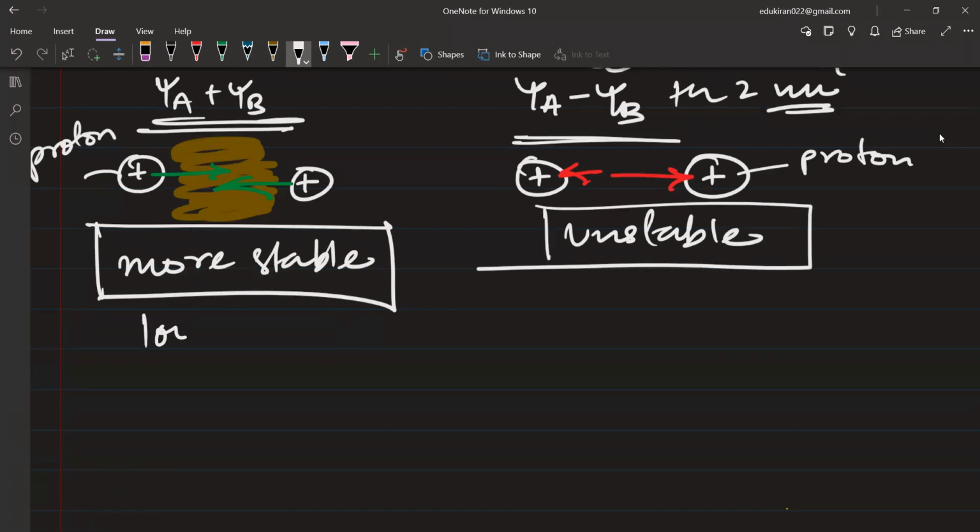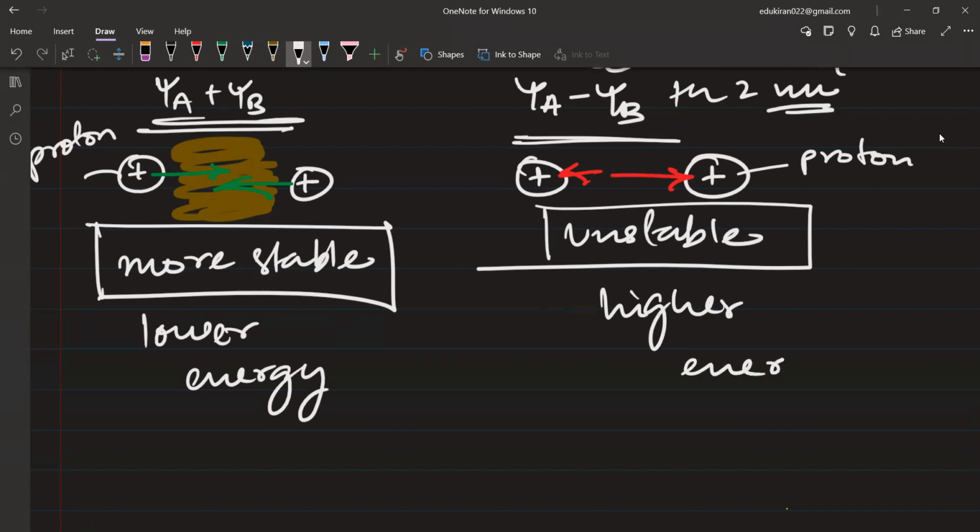stable, that means it will have lower energy. If this is unstable, this is going to have higher energy. ठीक है? यहाँ तक clear है सबको? Yes or no? Lower energy and higher energy. Okay. So whenever anything is unstable, it is going to have higher energy.